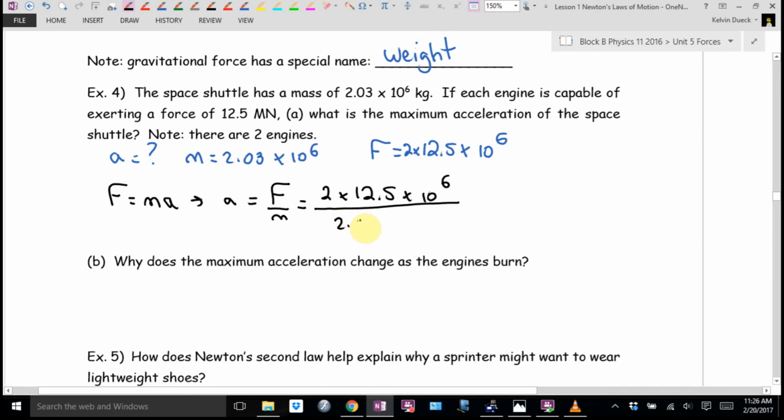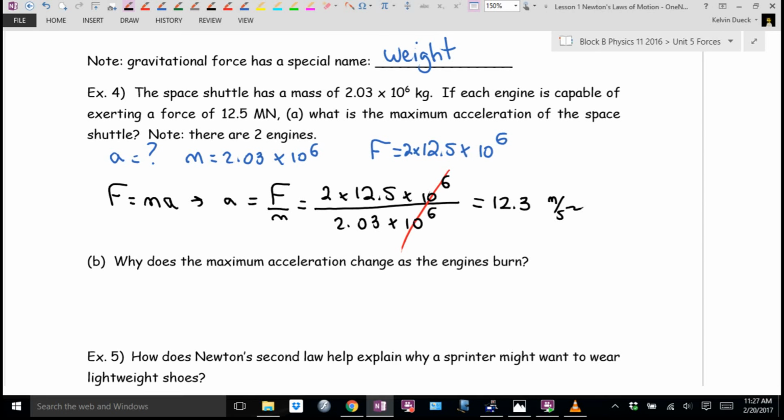The mass is 2.03 times 10 to the 6th. Is there a 10 to the 6th on the top? Is there a 10 to the 6th on the bottom? Is everything being multiplied? Then what can I say about those? That's convenient. So it's going to be 2 times 12.5 divided by 2.03, which is what? 12. I should really go to 3 sig figs technically here because of the 2.03 and the 12.5.